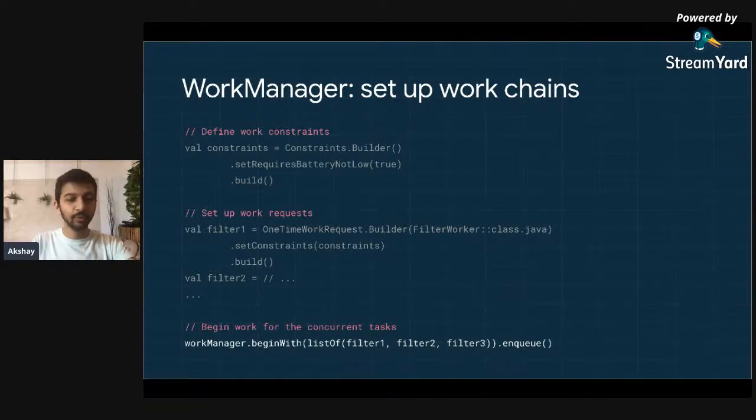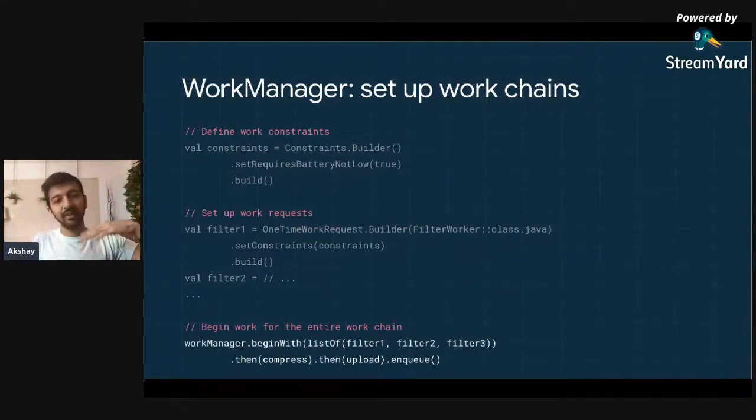You can also enqueue tasks concurrently. So for example, over here, task filter 1, filter 2, and filter 3 will run together at the same time with the same constraints, basically. Which is also cool. And then you can also specify the whole chain: run these three tasks together, and after these 3 tasks are completed, then compress, then upload, and you can define the entire chain of operations, which is super nice.